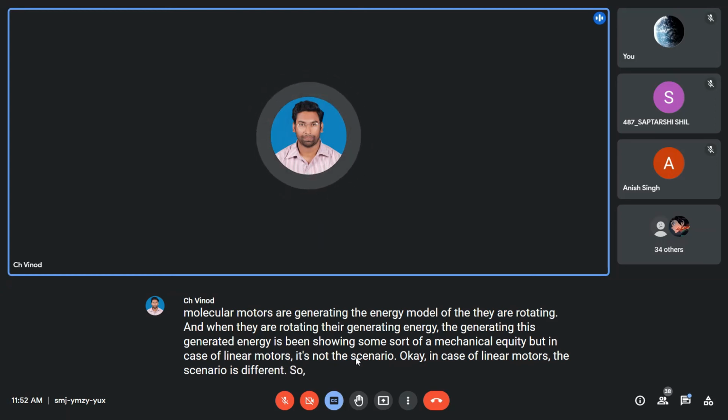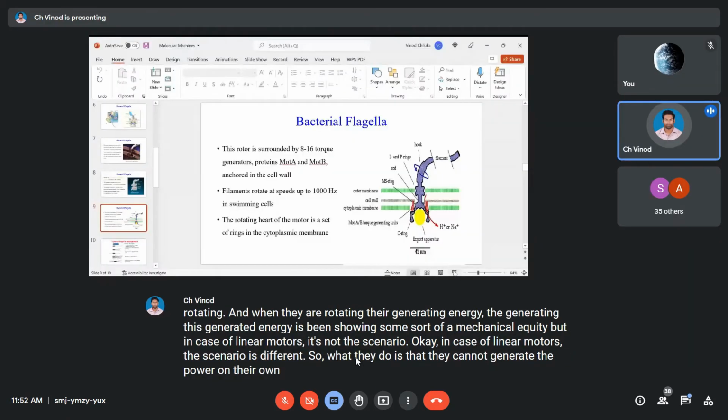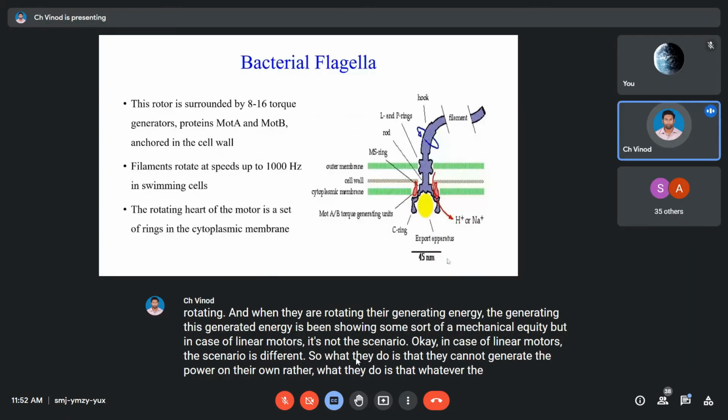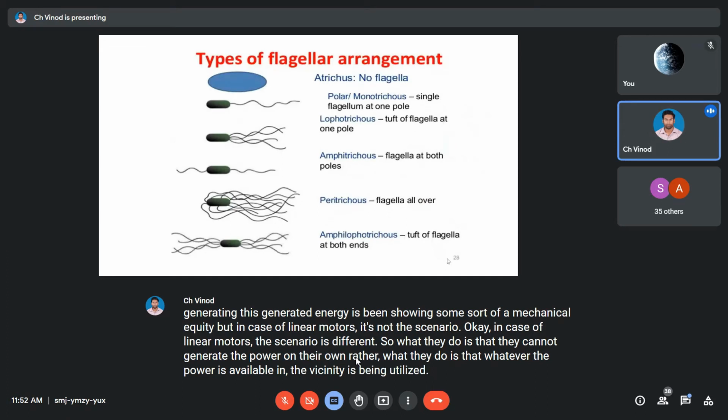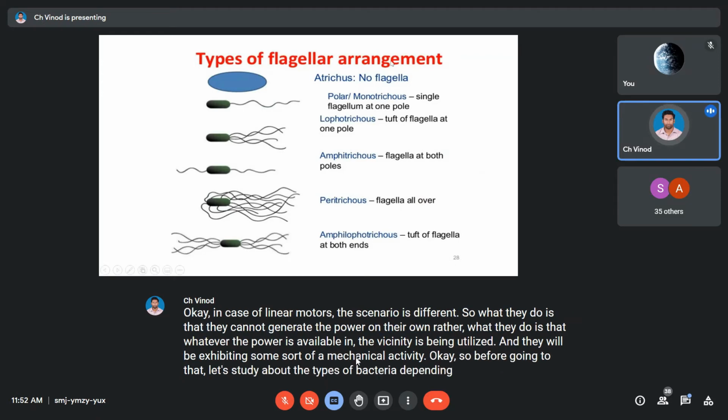So what they do is that they cannot generate the power on their own. Rather, whatever power is available in the vicinity is utilized, and they will be exhibiting some sort of mechanical activity. Okay. So before going to that, let's study the types of bacteria depending upon the availability of flagellum.